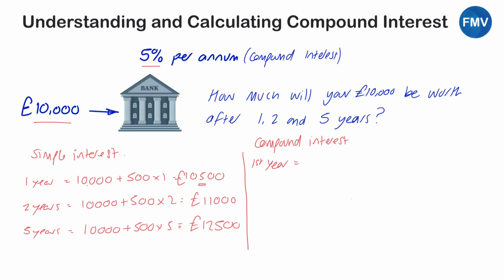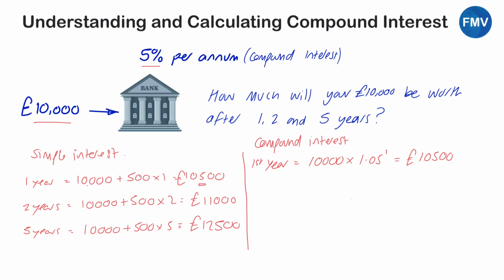So we have what's called our principal sum, £10,000, and we're going to multiply that by 100% plus 5%, which is 105%, but we're going to turn that into a multiplier, so 105 over 100, which is 1.05, and that's going to have just 1 year to run, so we raise that to the power of 1. So if we do that calculation, we will get exactly the same as the simple interest, 10,500. Now here's where the magic happens.